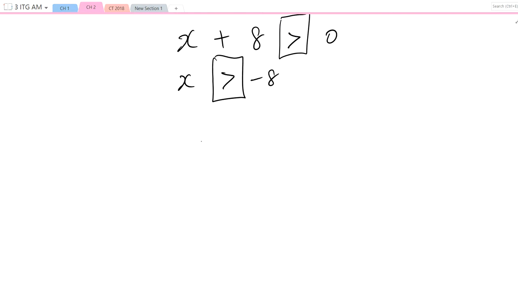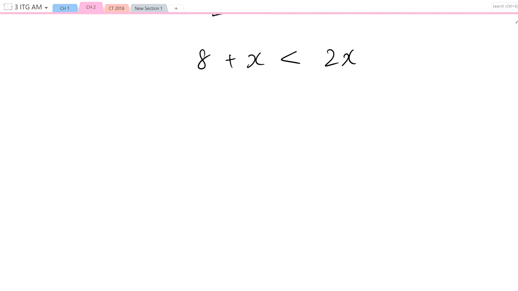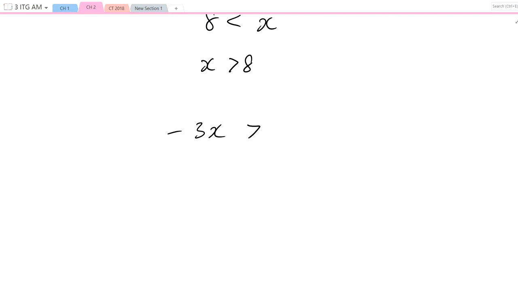What about something like this? 8 plus x less than 2x. What do we do over here? Minus x on both sides, okay? So I get 8 less than x. So x is greater than 8, right? Okay. What about negative 3x greater than or equal to 12?